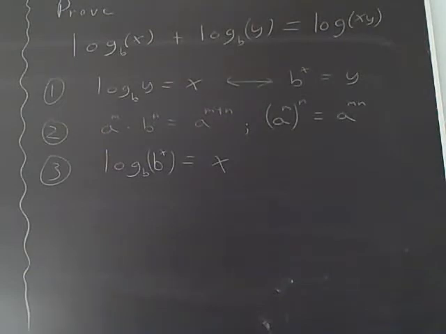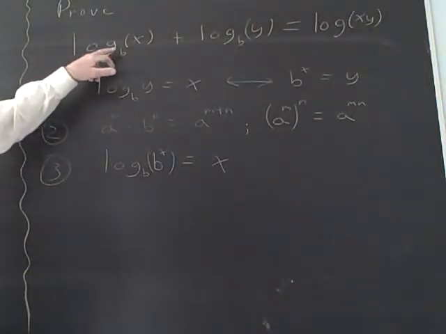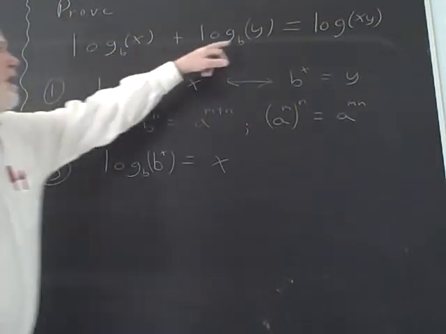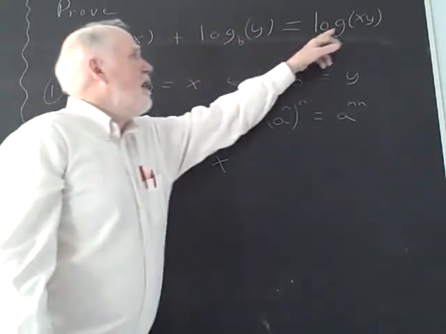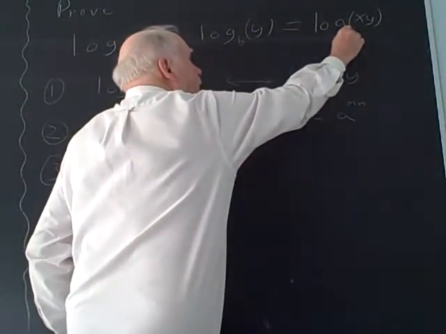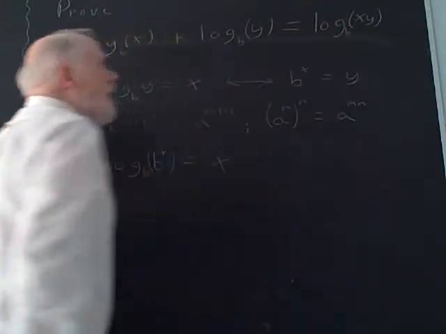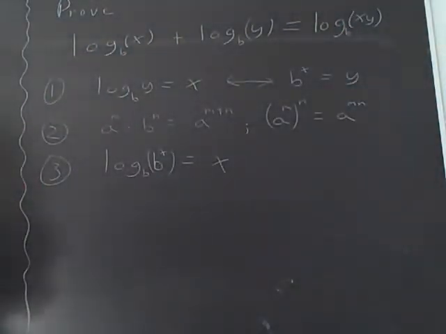In this video we're going to prove the first property of logarithms, that is the log of x base b plus the log of y base b equals the log of x times y base b. And you're going to have to know three things, we're going to use three things.